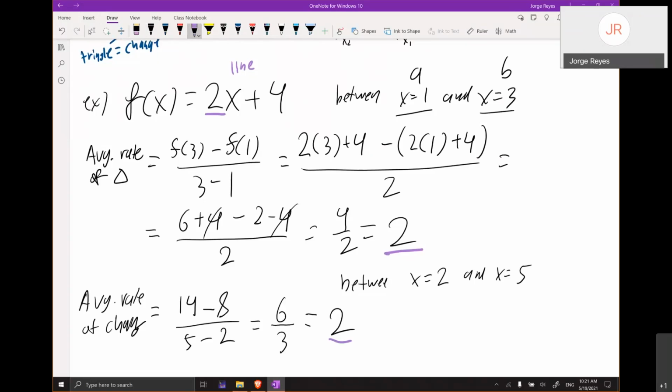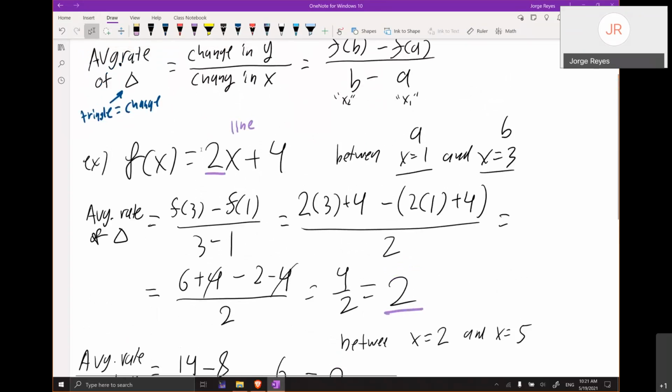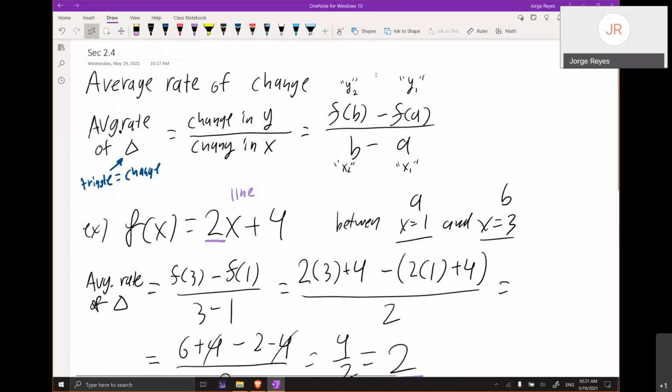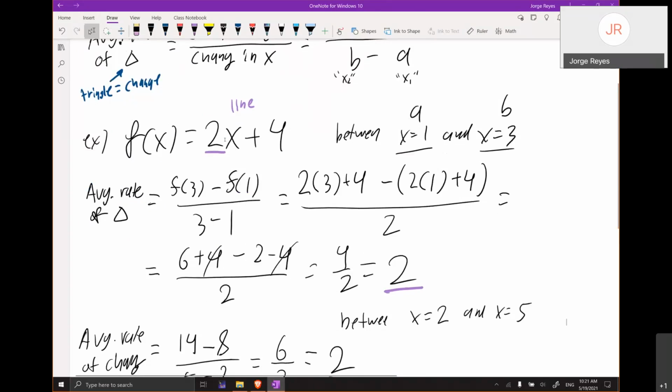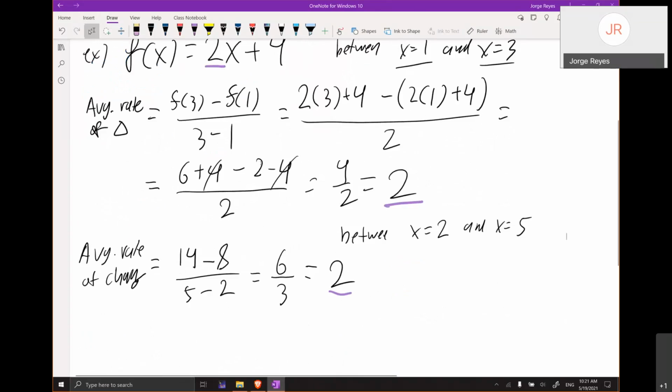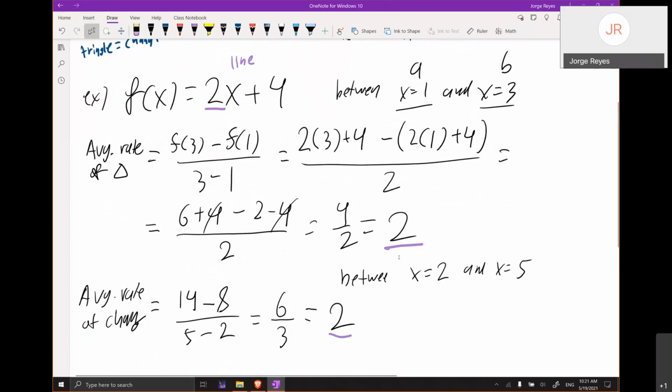So this is a fact I want to tell you. The average rate of change for a line, if you plug these in, is just the slope. So it'll always be 2. It actually doesn't matter where you are. The average rate of change of a line will always be the slope.